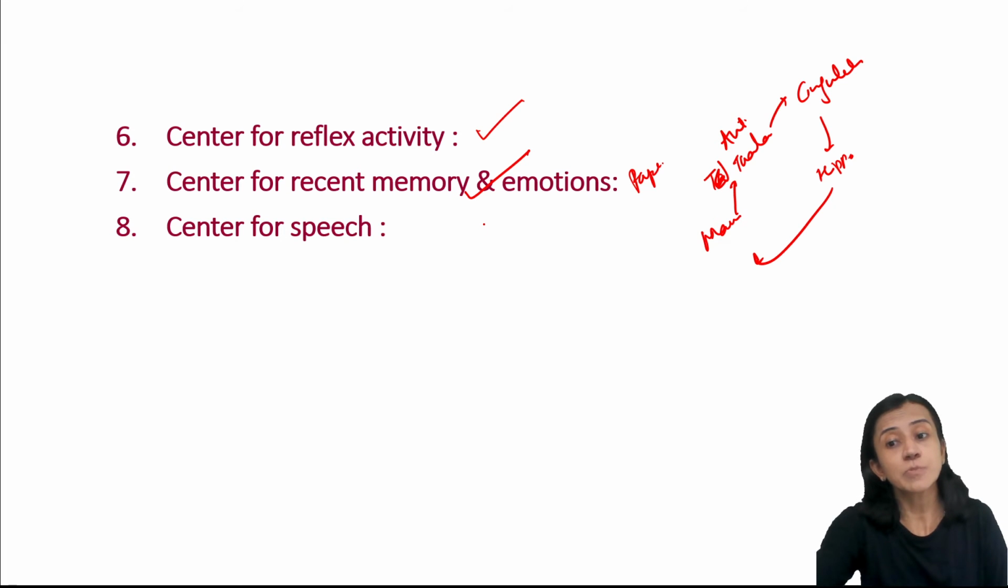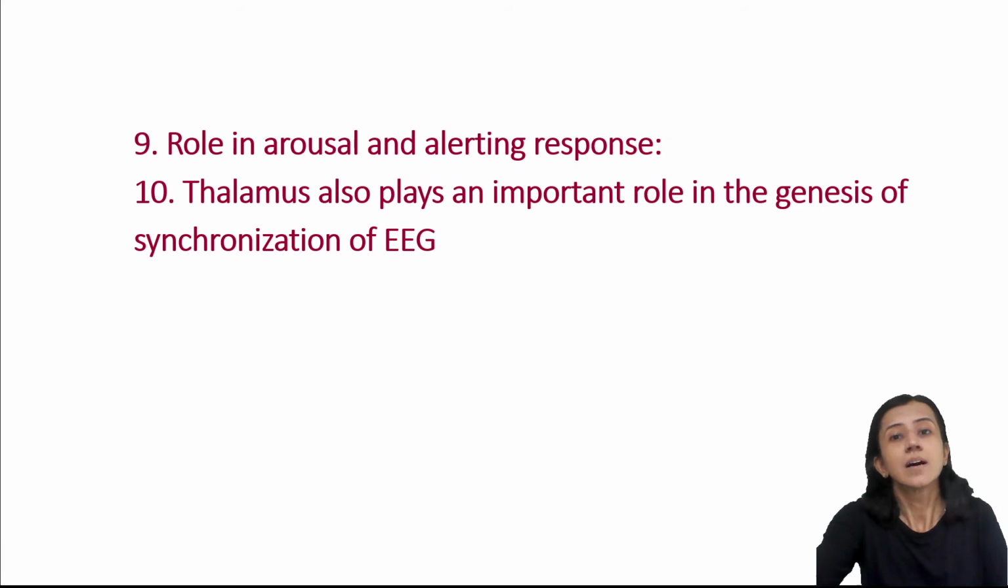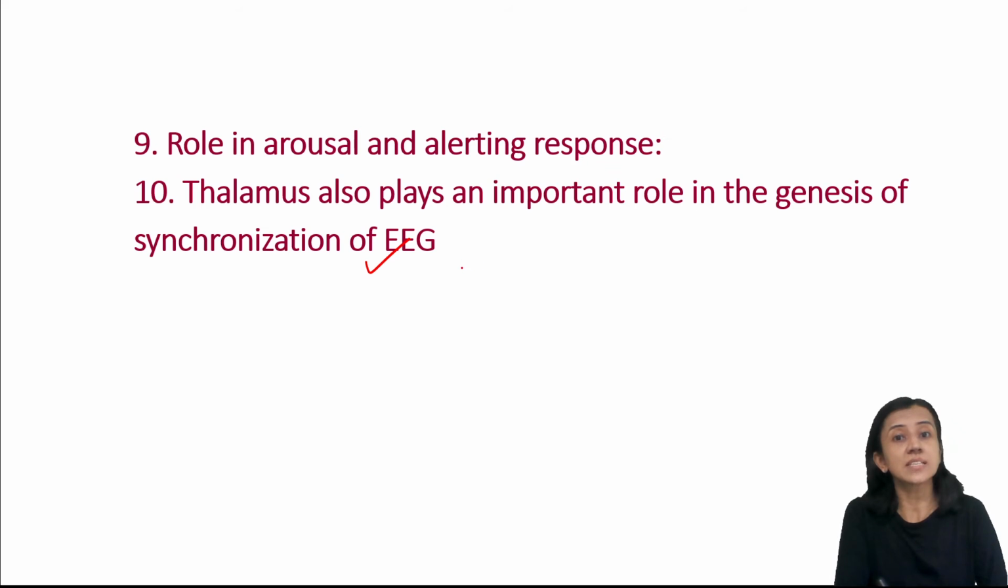It is also center for speech because it has connection with the various cortical and subcortical areas which are required for the speech function. Then a role in the arousal we have already discussed because of connection with the reticular formation. It also plays an important role in the synchronization of EEG waves. If thalamus is not there, then these EEG waves are found to be desynchronized waves. So it plays an important role in the synchronization.